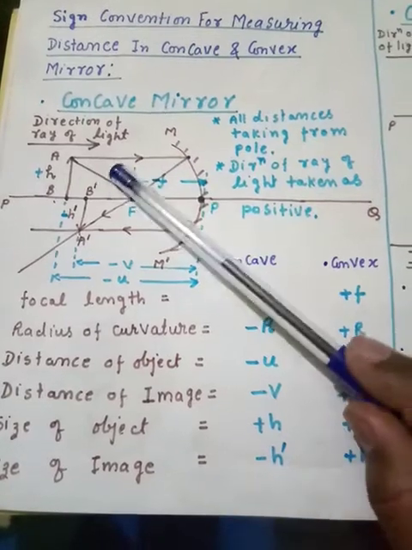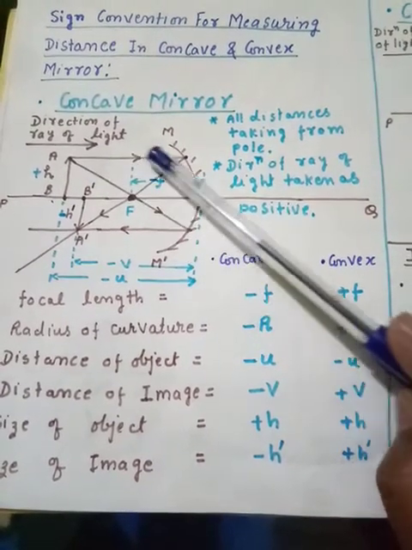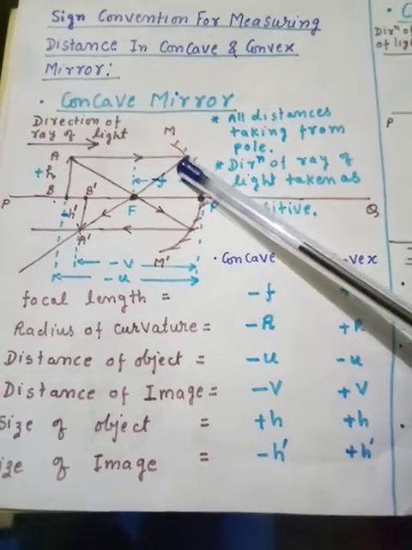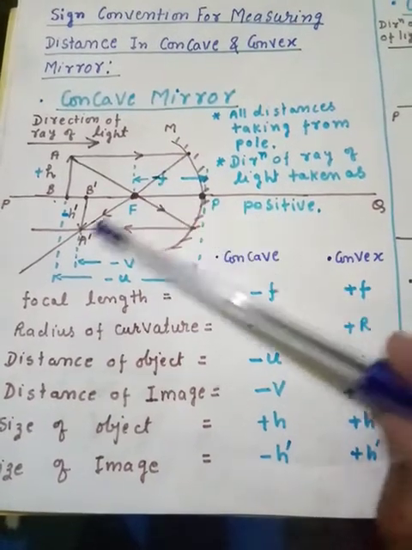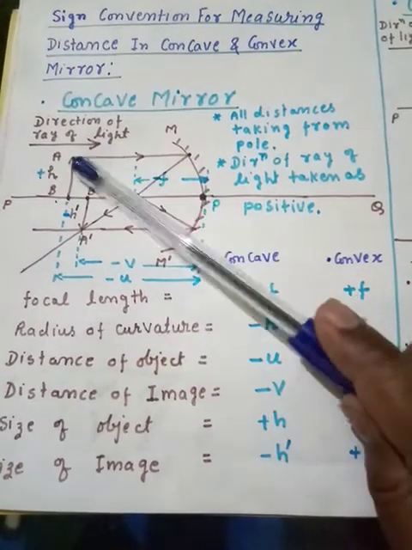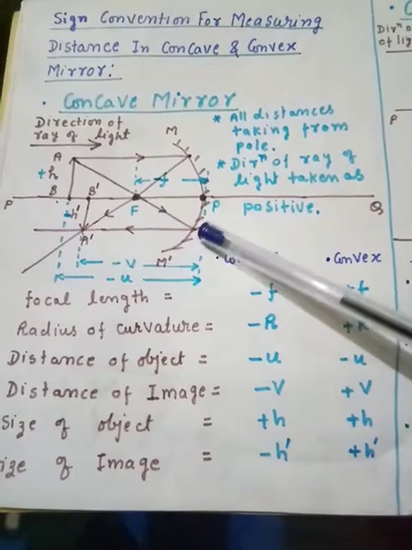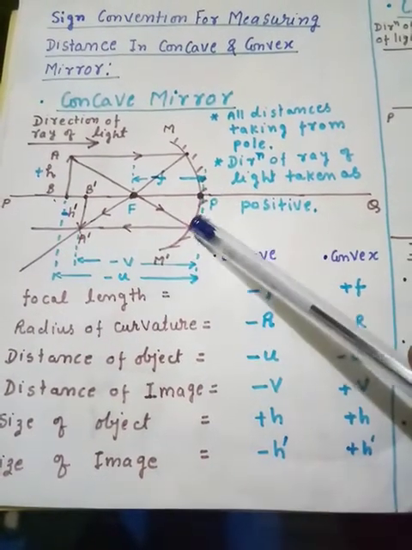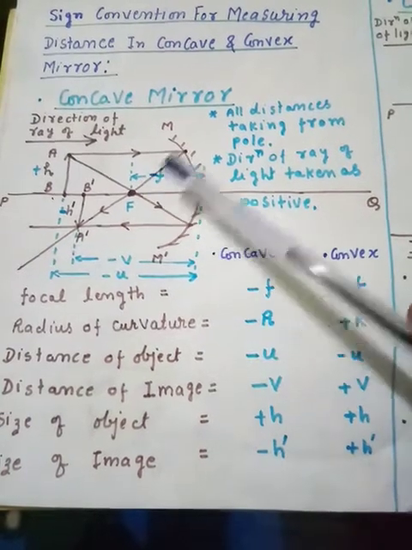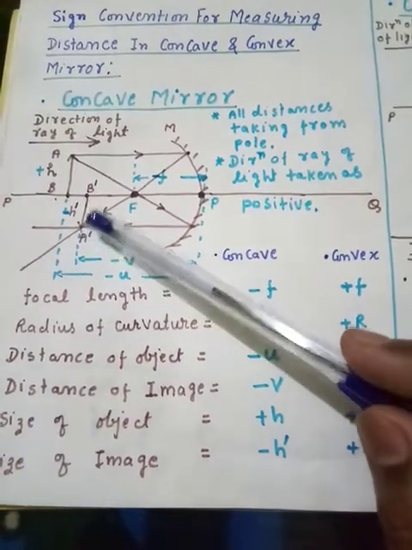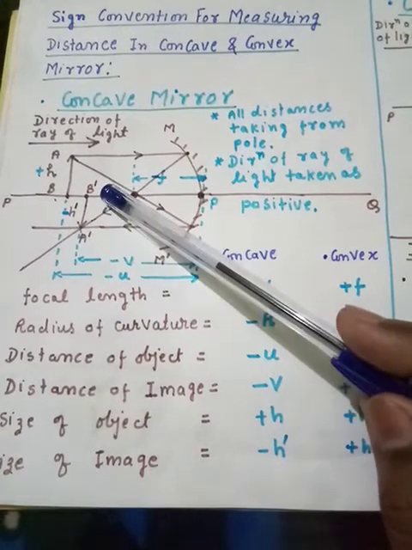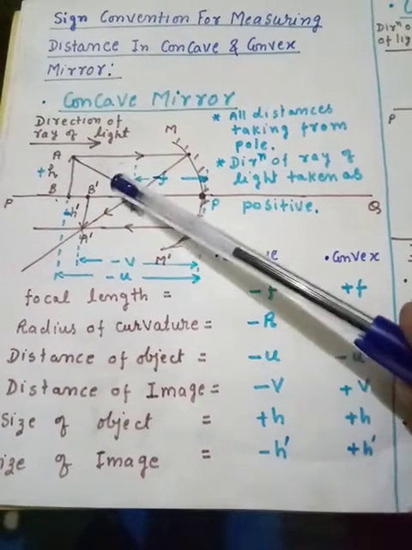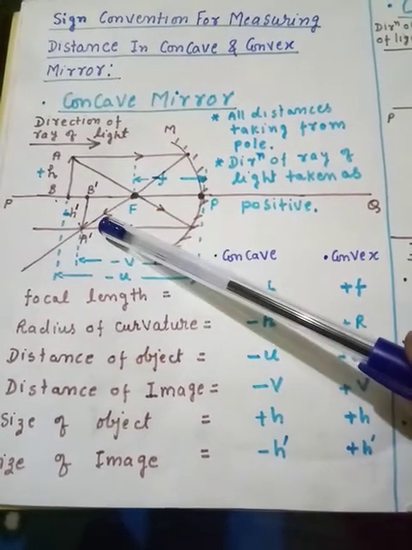According to the rule, the first ray coming parallel to the principal axis, after the reflection will pass through the principal focus, and the second ray is coming from the principal focus. So according to our rule, after the reflection it will go parallel to the principal axis. Both these rays cut at a point A dash. So A dash B dash is our image. As you can see, this image is inverted.